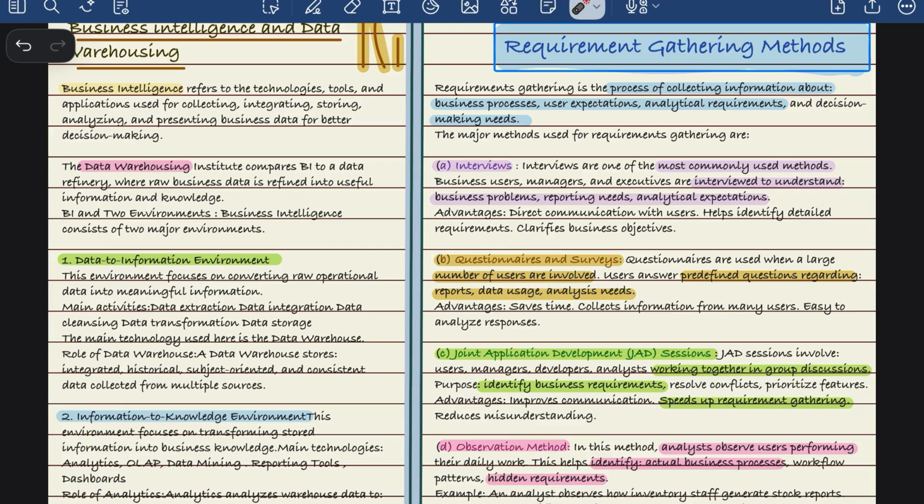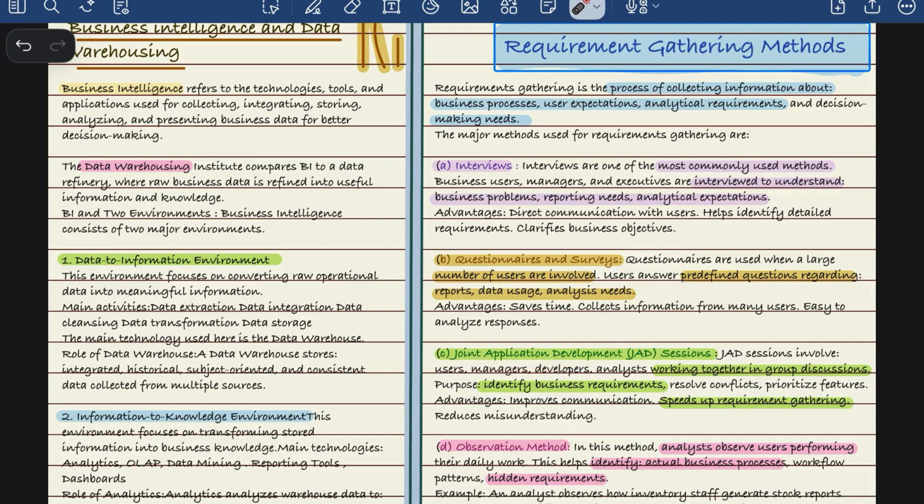All right, and then we have questionnaires and surveys. Questionnaires or surveys are best when you have thousands of people or thousands of places where you need to have quick and quantitative feedback on report usage. So there are predefined questions which we use on everyone. The advantages are that it saves time, it collects information from many users, and it is easy to analyze the responses.